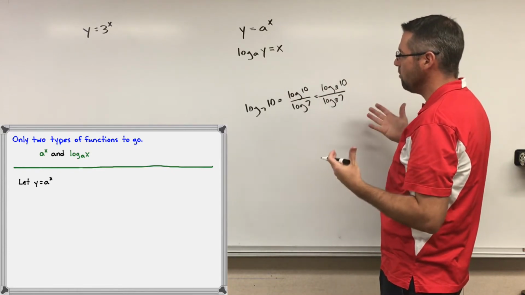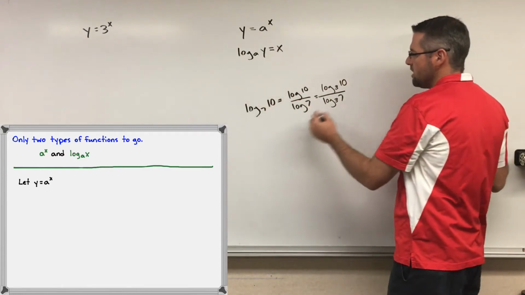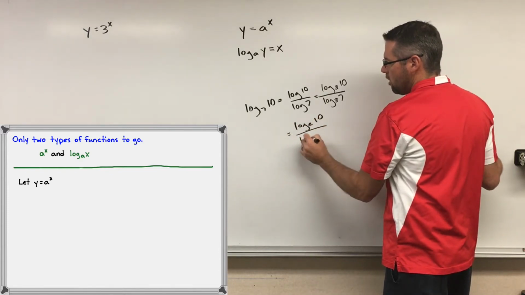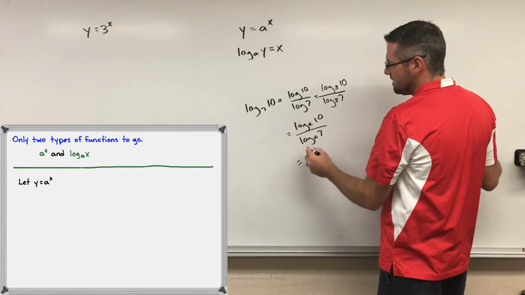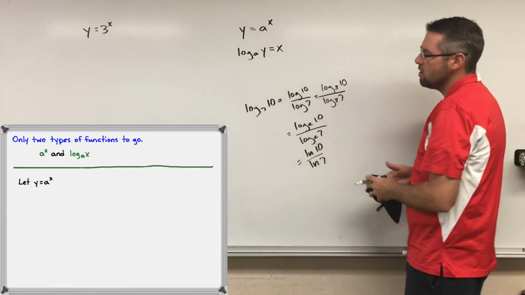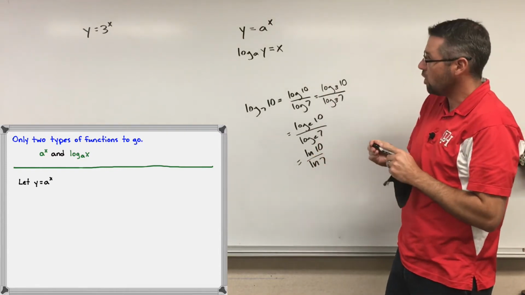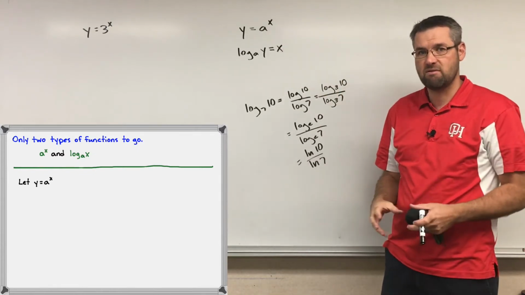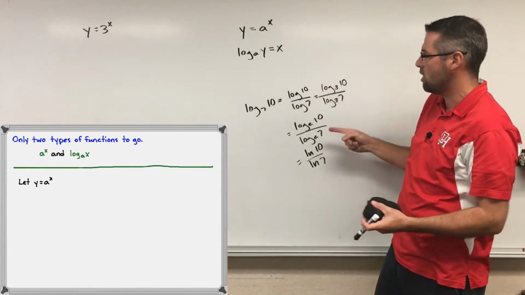Now, that doesn't help us very much unless we have a log that we know. So we can remember that this would also be log base e of 10 over log base e of 7. And remember, we have a specific name for log base e. We call that the natural log. So we could rewrite this as natural log of 10 over natural log of 7. The idea is that we are rewriting our exponential or logarithmic functions using natural log because we know the derivative of natural log. Why not use these others? Because I don't know the derivative of those. So if I can get it down to natural log, we're good.